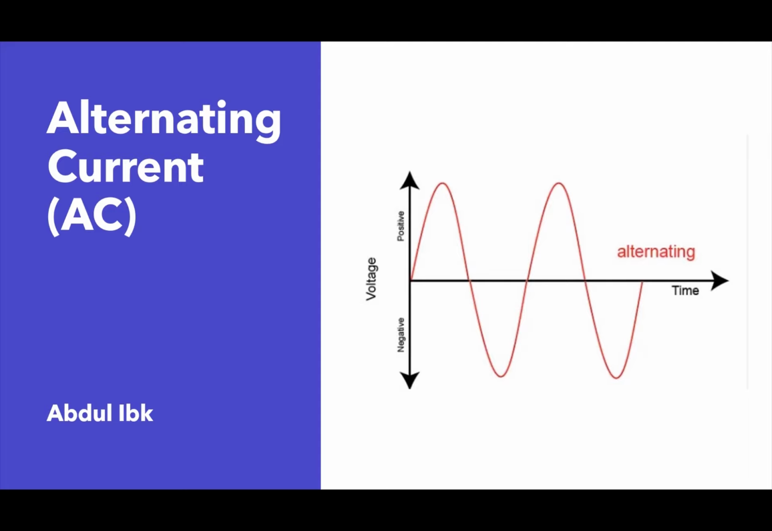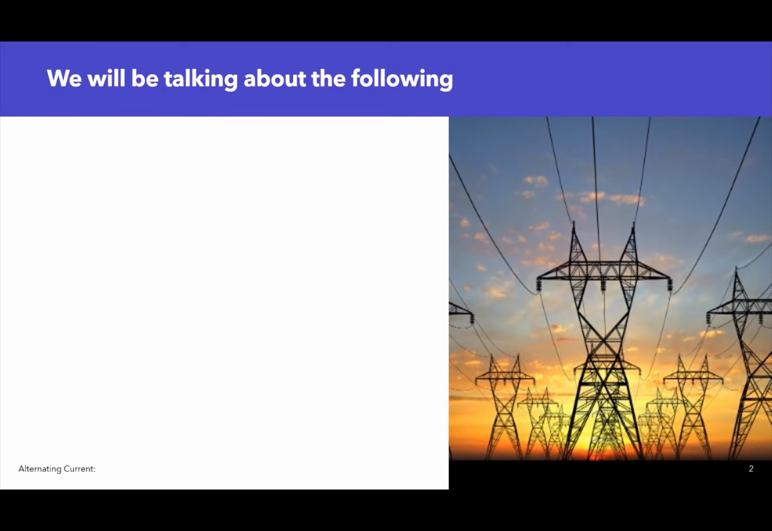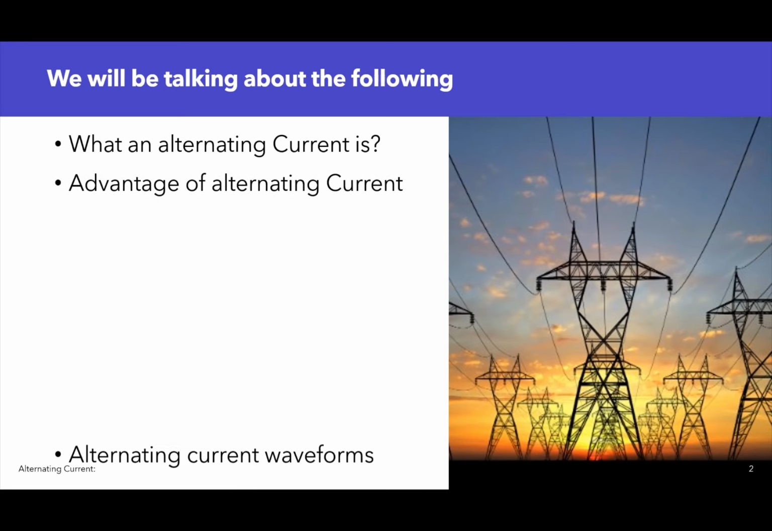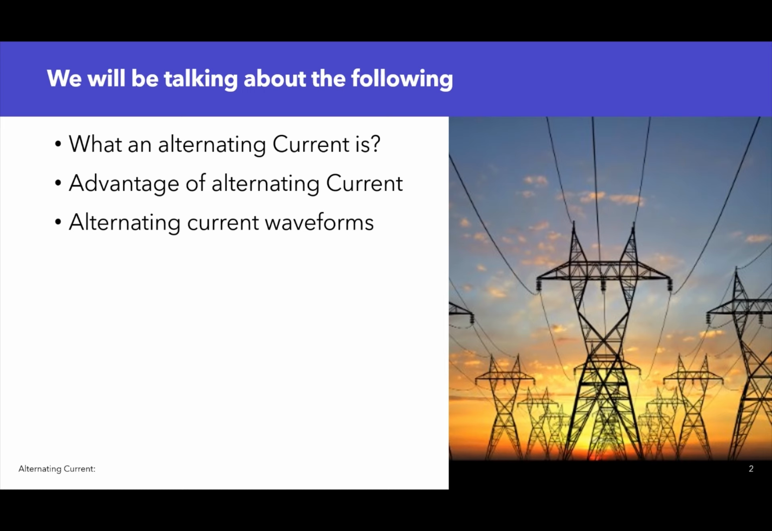Hopefully, we'll be covering what alternating current is, what the advantage of alternating current is, and what the alternating current waveforms look like, and how many there are. So the AC waveforms: it'll be square waveform, triangle waves, and sine wave, which is the most common one in AC current.